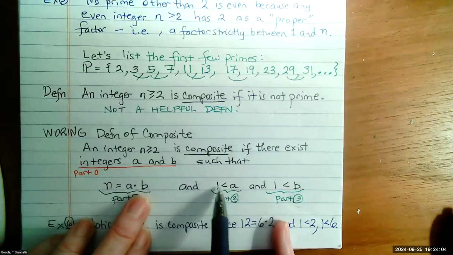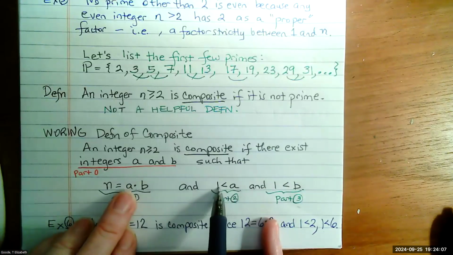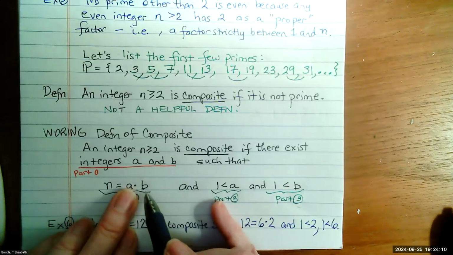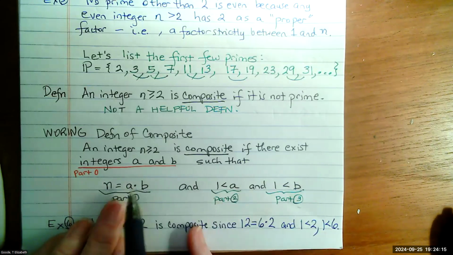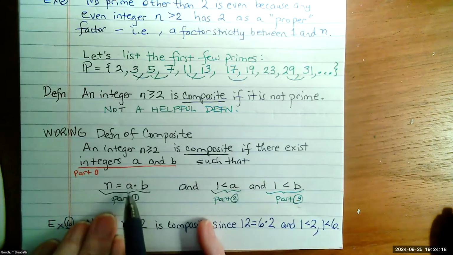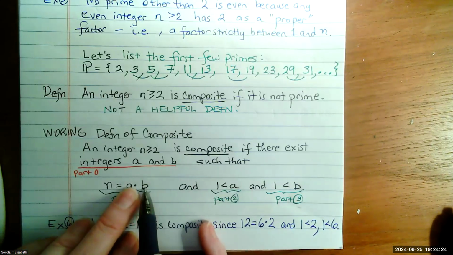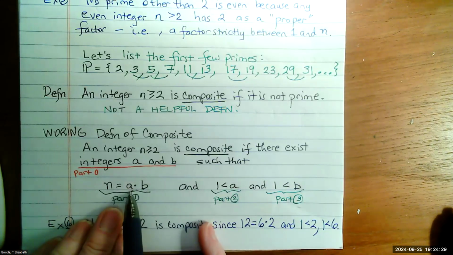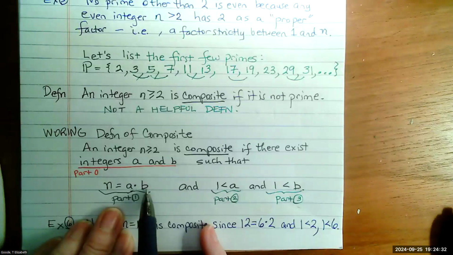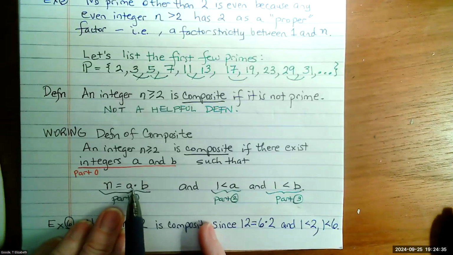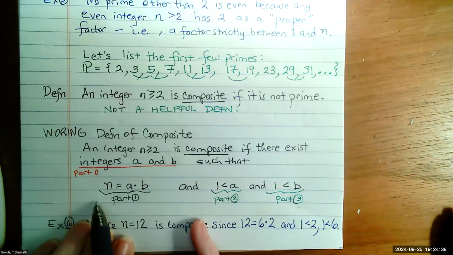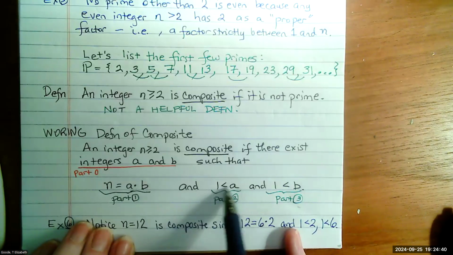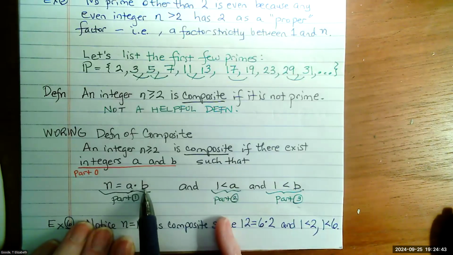Let's think about it. I claim if we know that 1 is less than a, then that forces b to be less than n. If 1 is less than a, that means a is bigger than 1, right? Now, if b was as large as n, so if b was n, we'd be multiplying it by something bigger than 1. How could n times a number that is larger than 1 equal n? See? So a being larger than 1 forces b to be less than n.